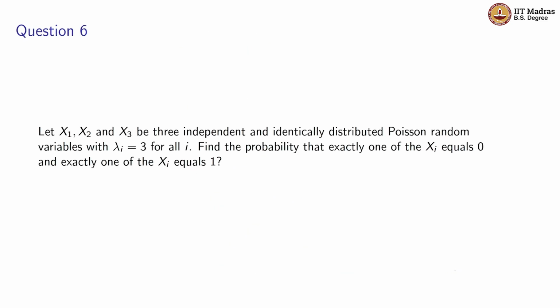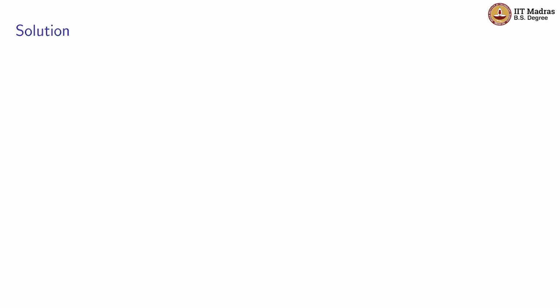Now coming to question number 6. Question number 6 says: let x1, x2, x3 be three independent and identically distributed Poisson random variables with lambda i equal to 3 for all i. Find the probability that exactly 1 of the xi equals 0 and exactly 1 of the xi is equal to 1. So let x1 is equal to 0, x2 is equal to 1 and x3 is not equal to 0 and 1.